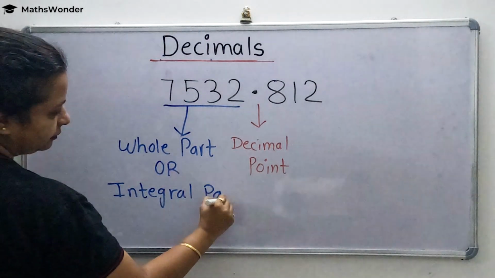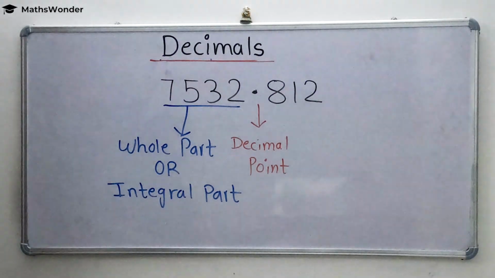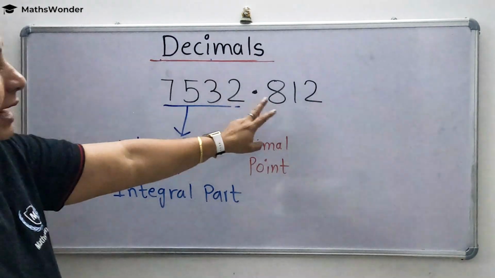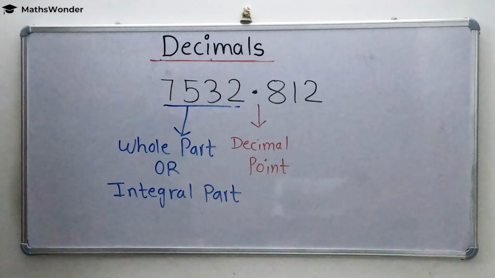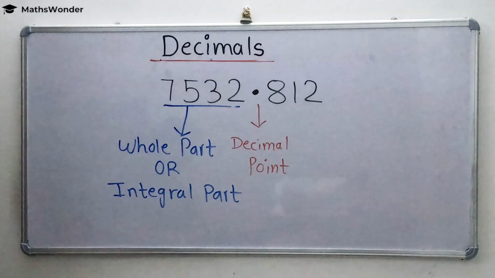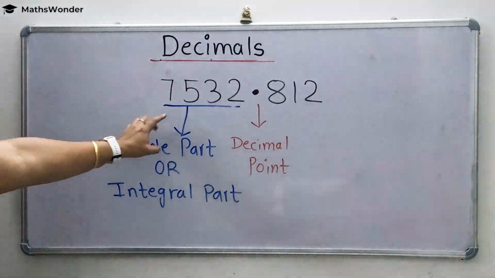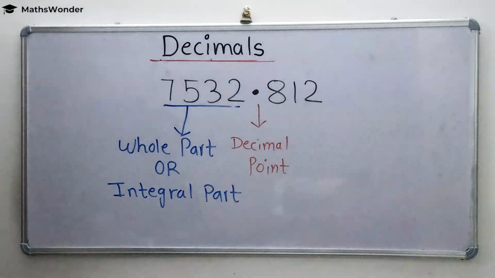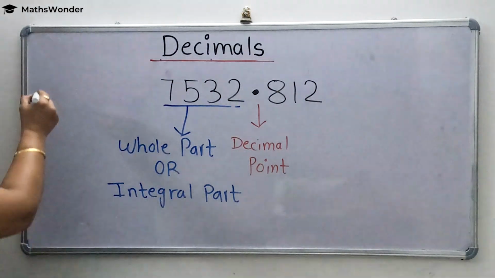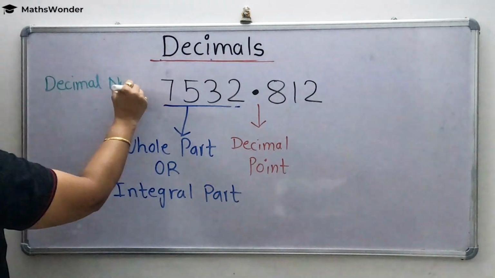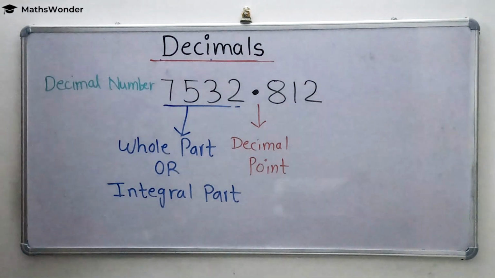Can you say the whole thing again of the decimal? Yes, beta. The whole number and the decimal. So the small dot which appears between the digits 2 and 8, we call it a decimal point, as you know, right? This is the decimal point. Everyone knows it, right? And the second thing is the decimal number. We call this a decimal number, which I have written on the board, 7532.812, okay?